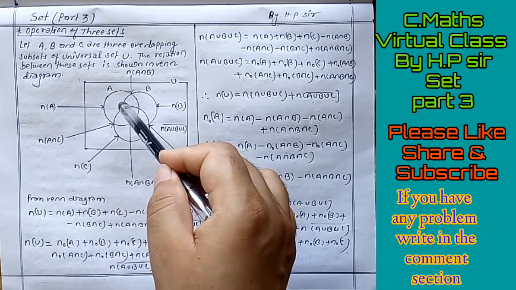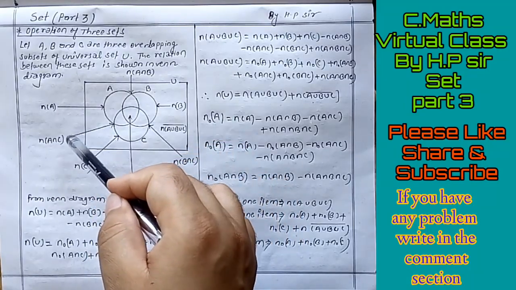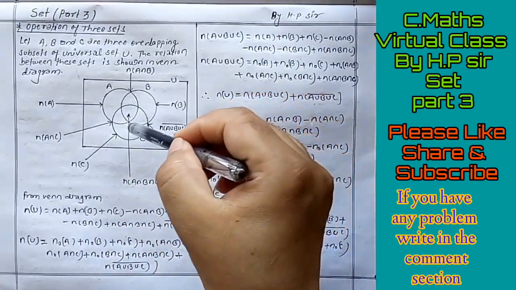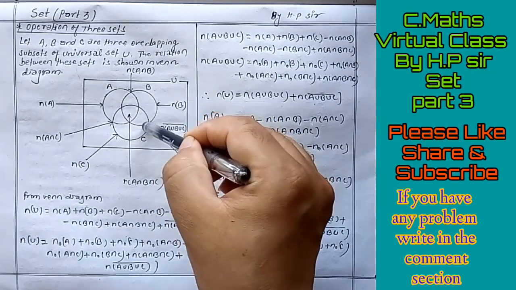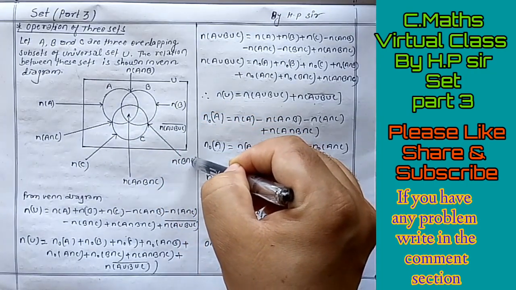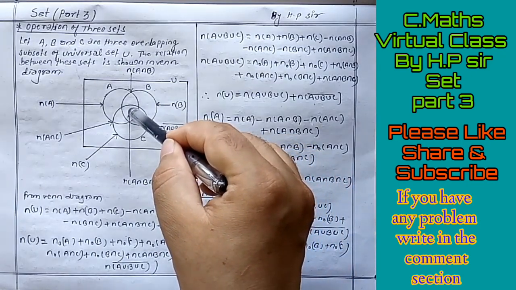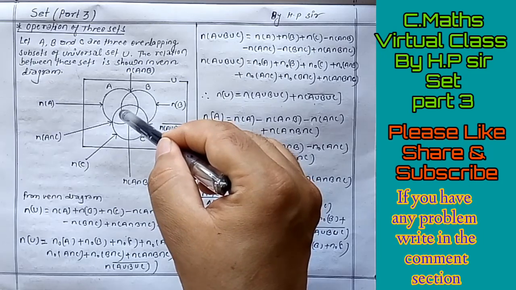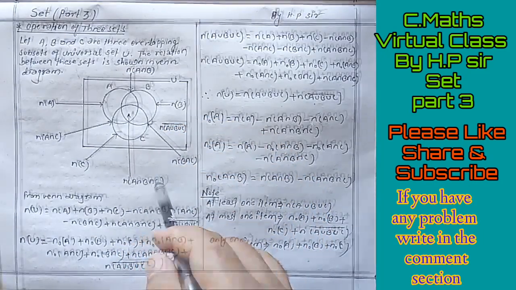Similarly, the common region between A and C is known as n(A intersection C), and the common region between set B and C, that means this region, is known as n(B intersection C). And there is another region, this region, which is common for all the sets, and this region is known as n(A intersection B intersection C).